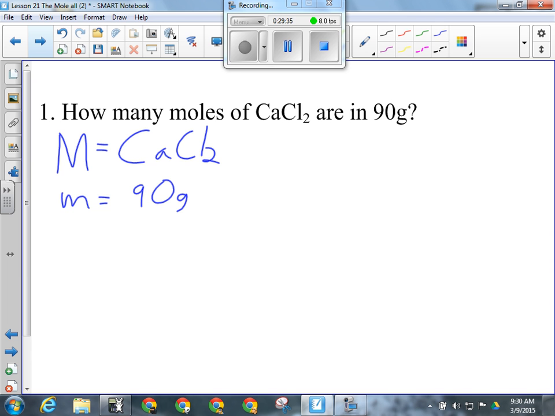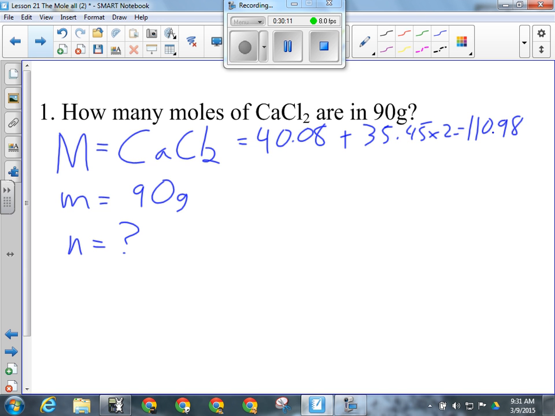And it's asking me how many moles. Which part of the equation is that? N. So I've got to find n. And I have 90 grams, and the ability to calculate big M. So I should probably calculate big M right now. Agreed? So for calcium, we're looking at a 30.08, right? No, 40.08. 40.08 plus 35.45 times 2, 110.98, right? Yeah.